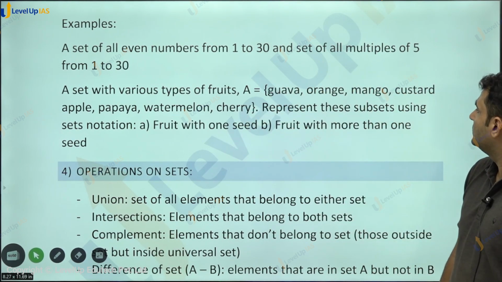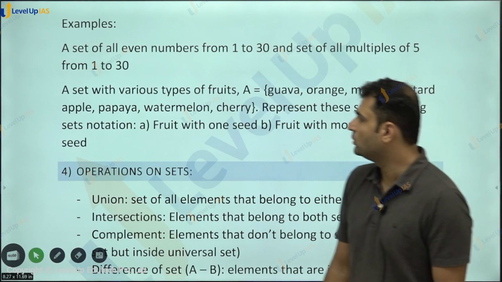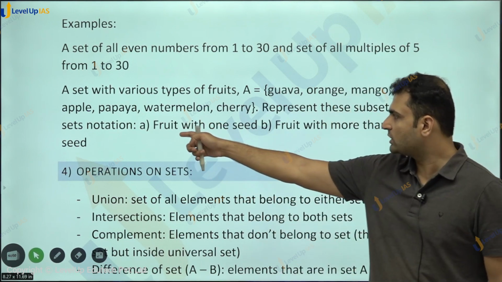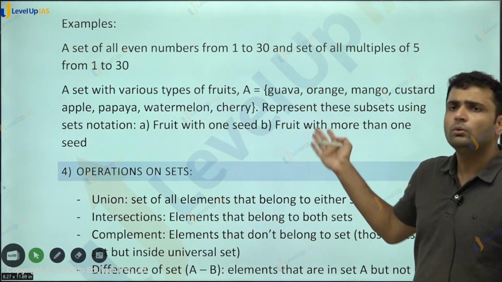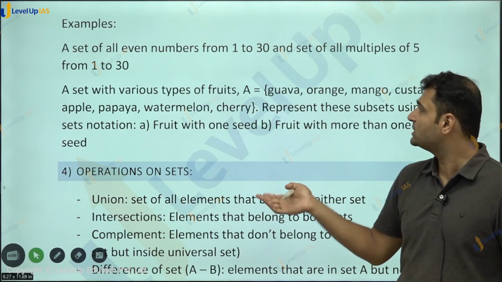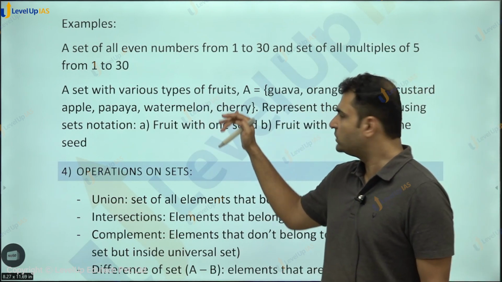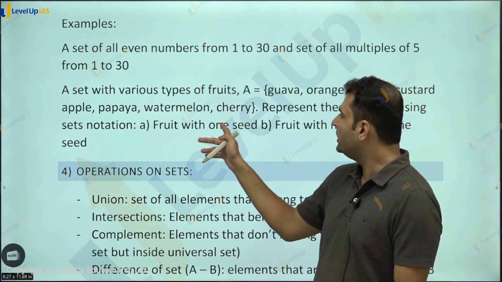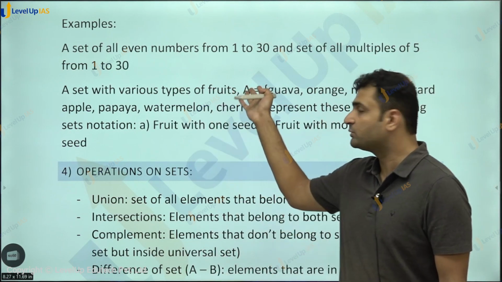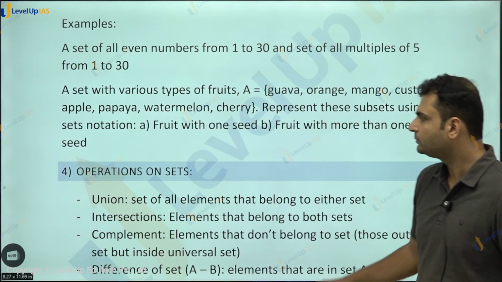Let us represent these subsets using set notation. Question first is fruits with one seed. Which of these are fruits with one seed? So mango is a fruit with one seed. Then cherry. So mango and cherry would be this set A, which is a subset of this set, and so on.